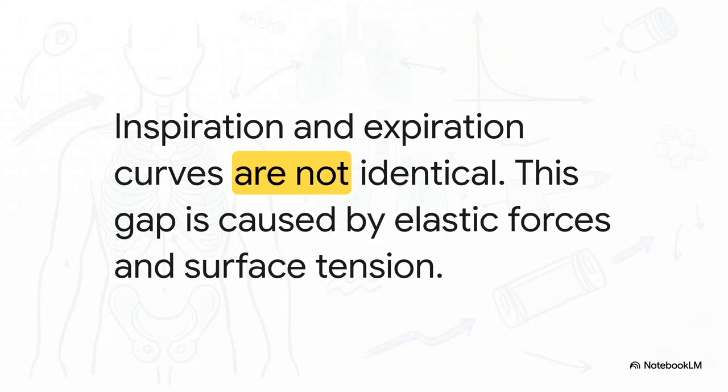This gap between the two curves is a phenomenon called hysteresis. You can see it right here. It takes more pressure to inflate the lung to a certain volume than the pressure the lung exerts when it's deflating past that same volume. So where does that extra energy go? It's spent overcoming two things: the natural elasticity of a lung tissue and, crucially, the surface tension of the thin layer of fluid inside every single alveolus.